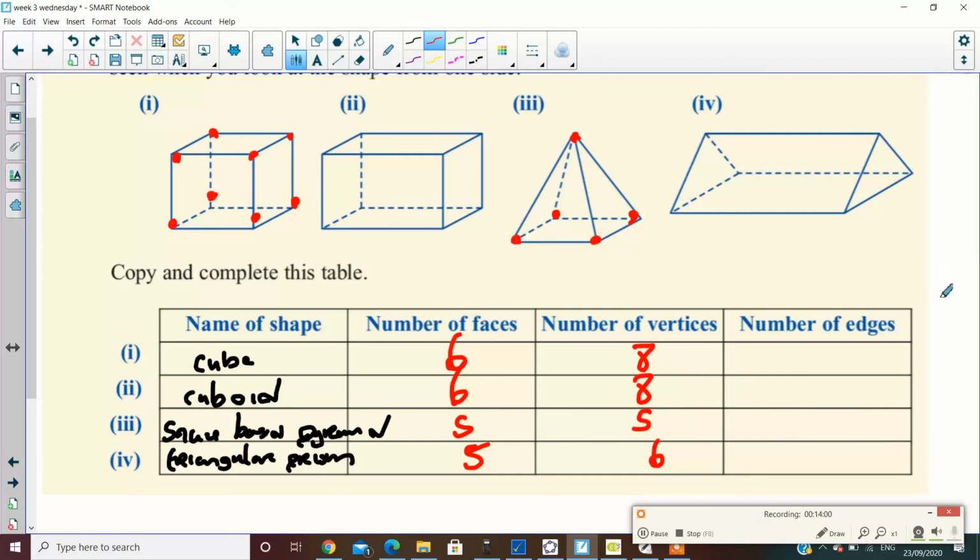Okay, grand. Number of edges. The number of lines you see making it. So, yeah, I think Sam's right there. 1, 2, 3, 4, 5, 6, 7, 8, 9, 10, 11, 12. So 12 for the cube, 12 for the cuboid. Let's try this one then. 4 on the bottom, would you agree with that? And then, yeah, I think it's 5, 6, 7, 8. 8 there. And then the last one, 9.